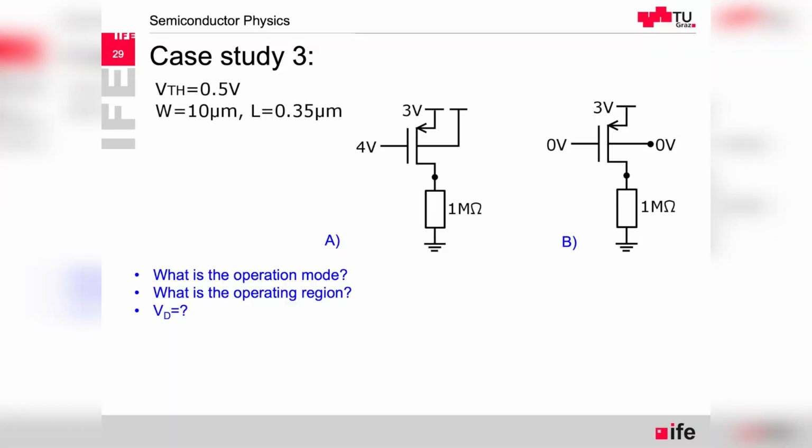We have case study 3 now. And in this case, we have a p-channel transistor. So what about the first one? We have the 3-volt supply, 4 volts at the gate. What is the operating mode?